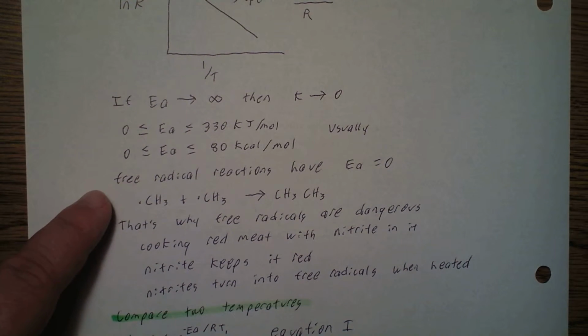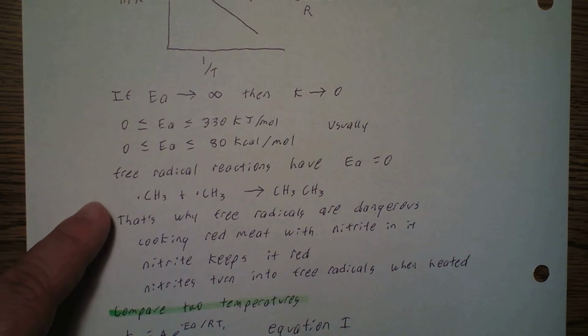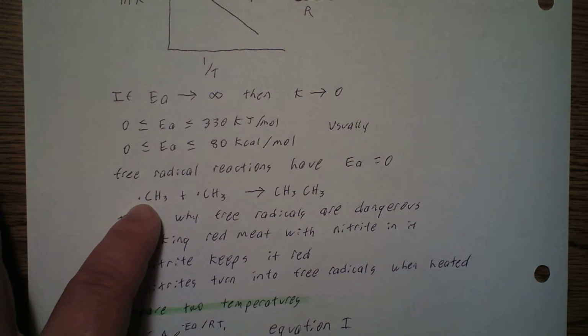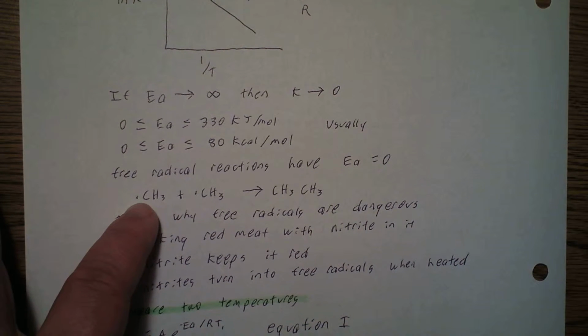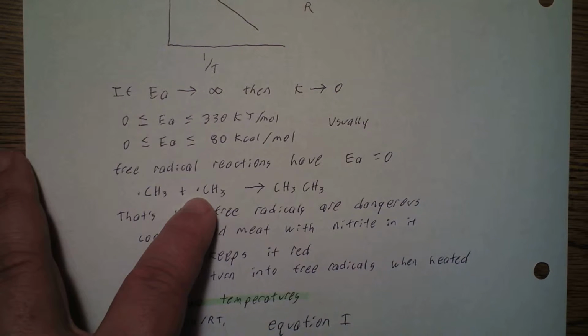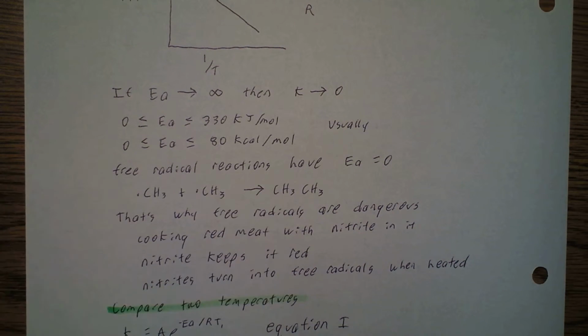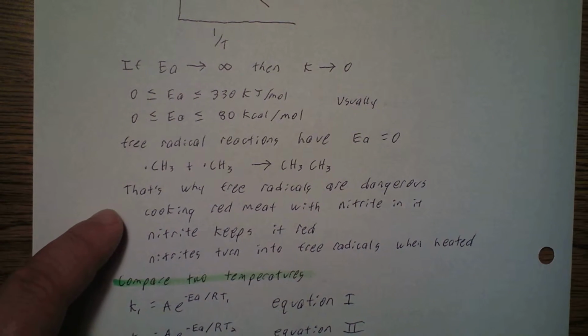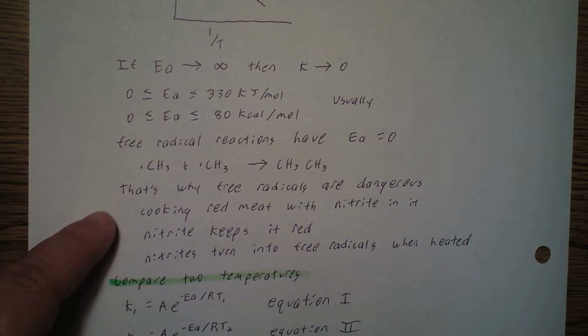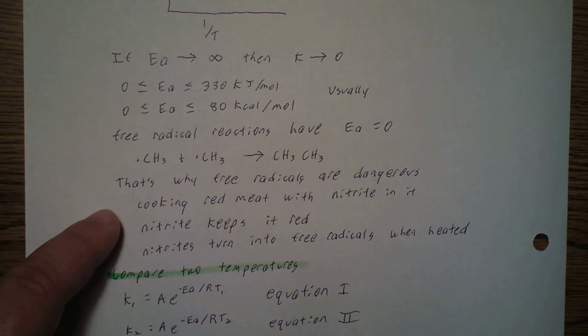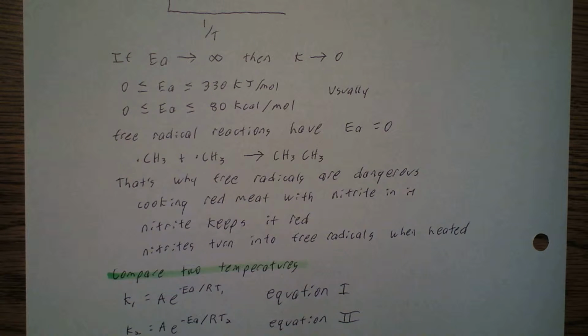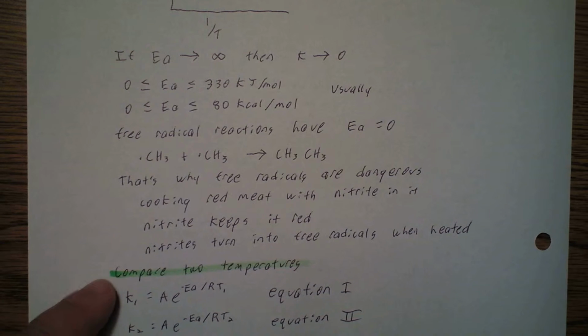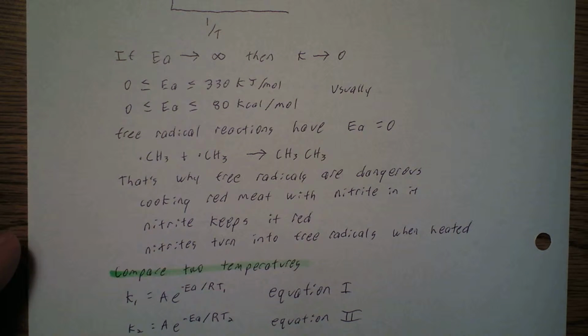Free radicals can have an activation energy equal to 0. Let's say you have a CH3 radical plus another CH3 radical; they'll come together and form C2H6. There's no activation energy. That's why free radicals are dangerous. For example, if you cook red meat with nitrite in it, the nitrite keeps it red, but the nitrite turns into free radicals when heated. So that can be dangerous.